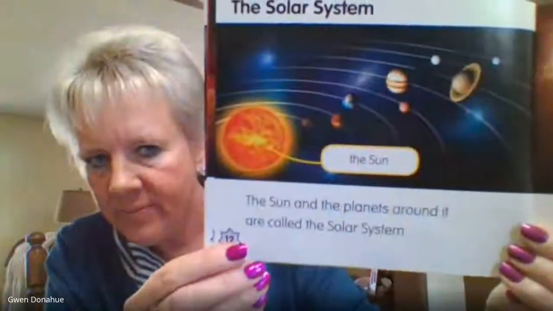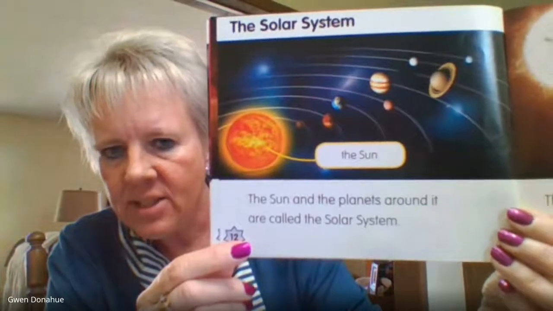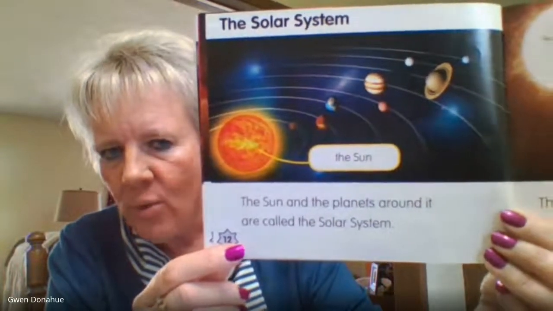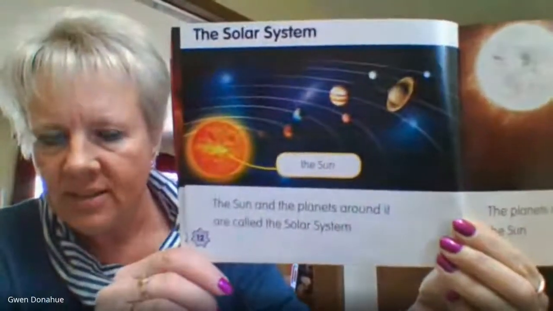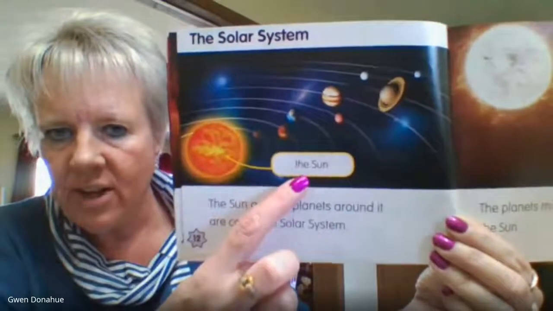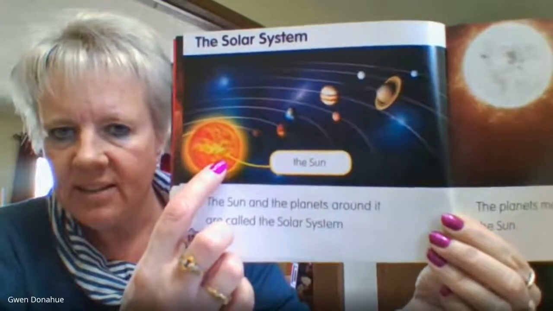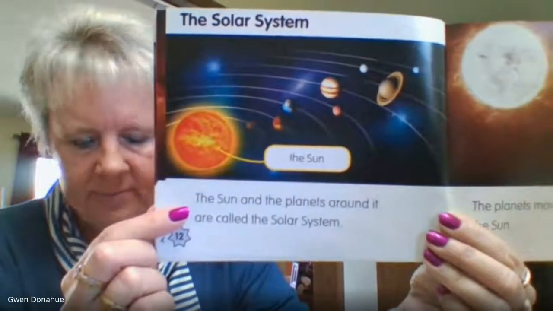Now, I want to go back and look at the diagram that is on page 12. Now, this was telling us that the sun and the planets around it are called the solar system. What does that diagram help you understand? Well, I know here they labeled this for me. So this obviously is the sun. What else did you learn from this diagram?